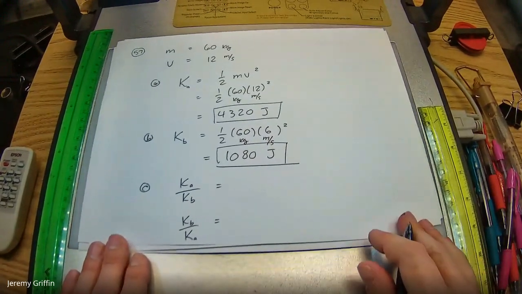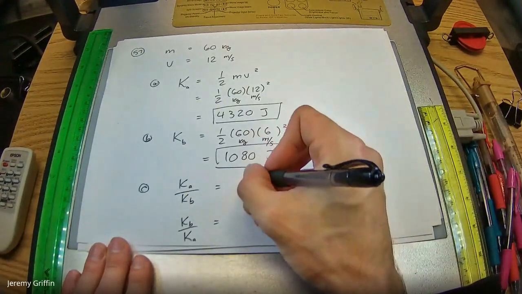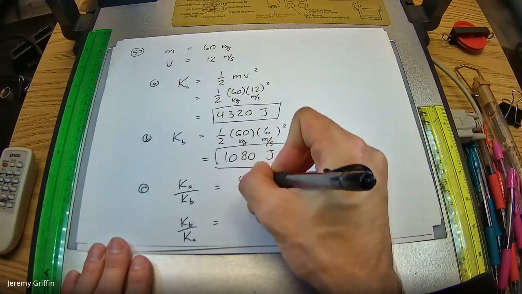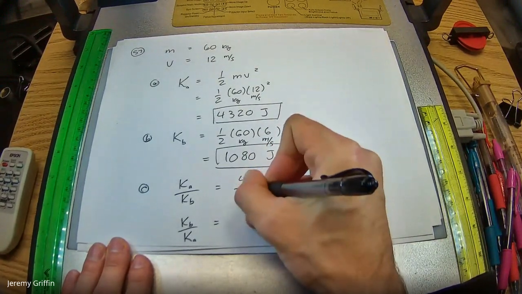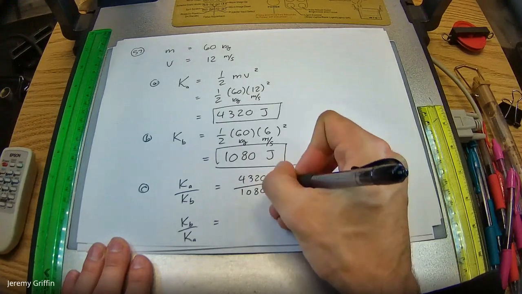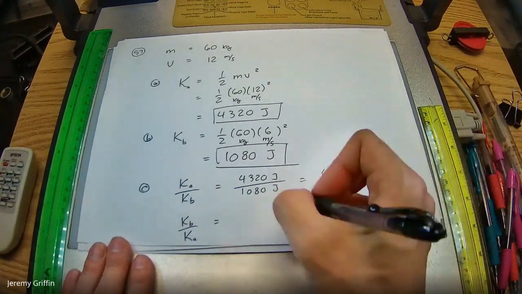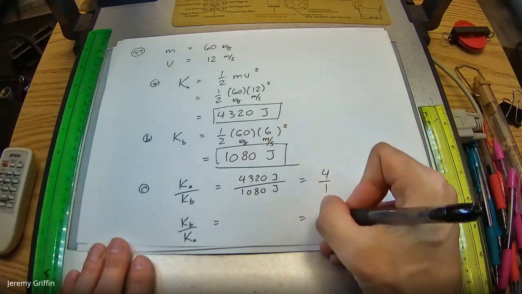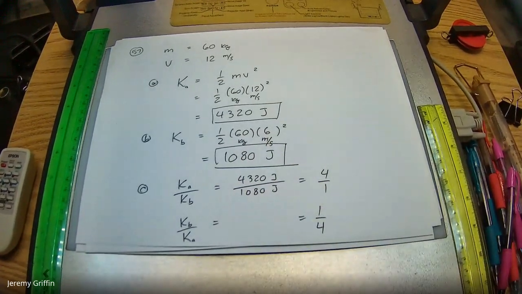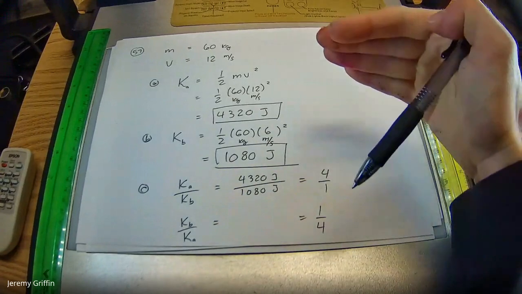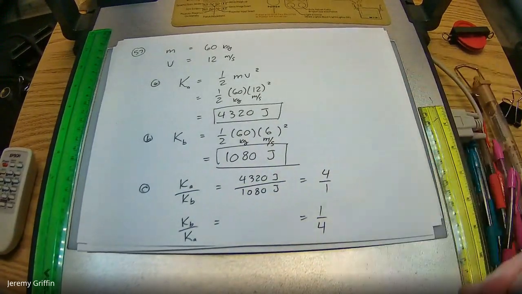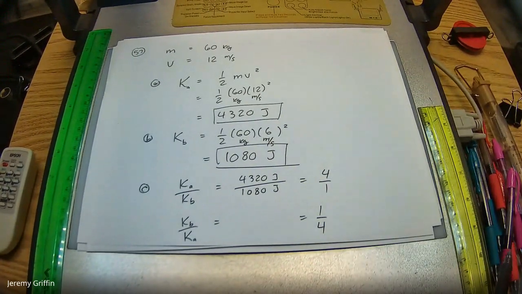So the first way of thinking about it would be 4,000 and something joules compared to 1,000 and something joules. Wouldn't that be a 4-to-1 ratio? 4 times. And the new way of doing it is just that upside down, which is 1/4. So by cutting his speed in half, he has 1/4 of the original kinetic energy.